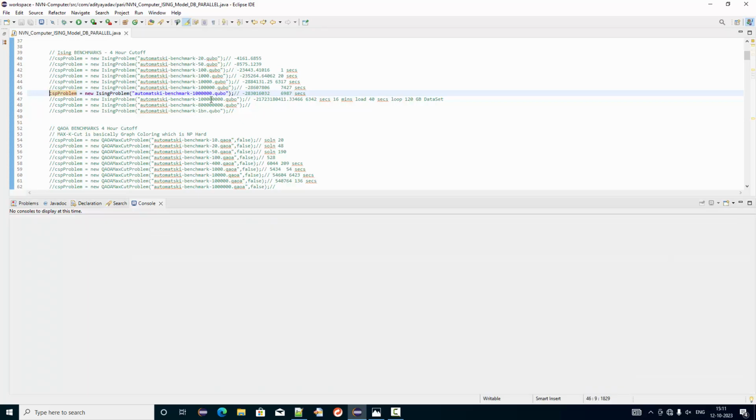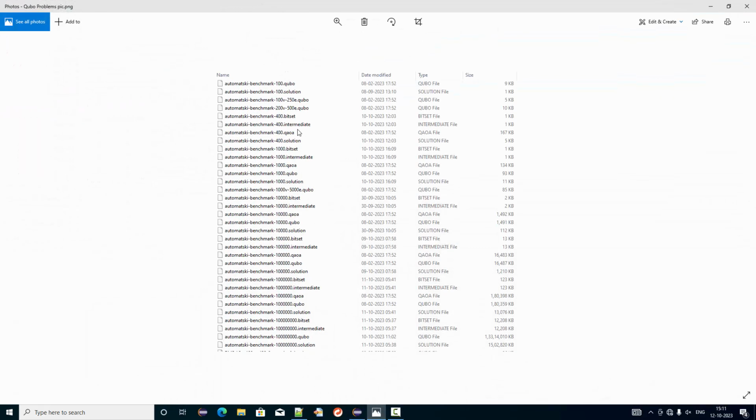Now for a 100 million Cubo problem, I can try to show it to you, but since it takes 14 or 16 minutes to load, we can't wait that long. I'll show you some pics of it working. Look at this picture. This is from the file system. These are various problems, Cubo problems, QAOA problems. And here, this is the 100 million Cubo problem.